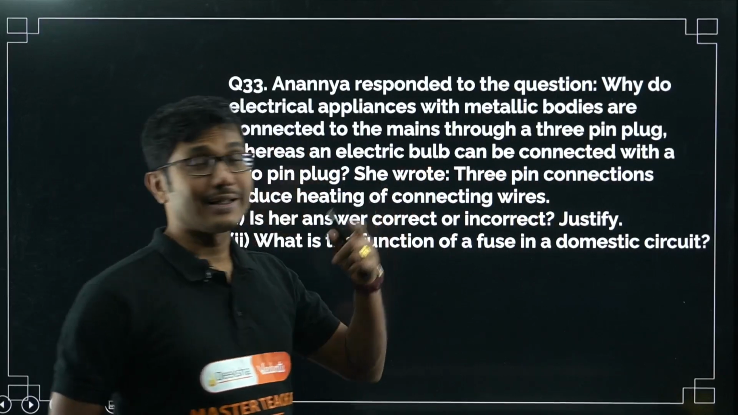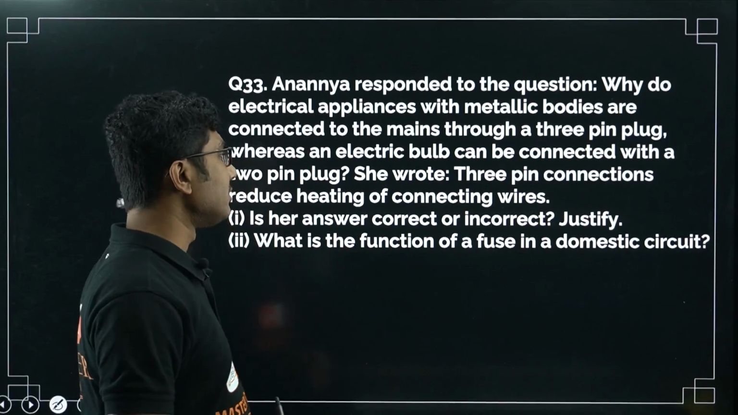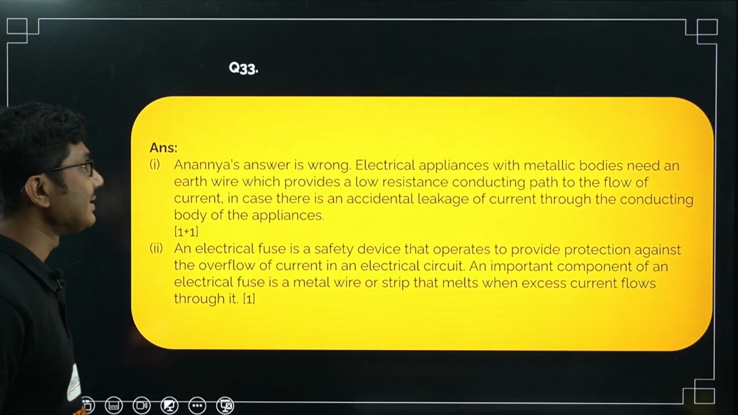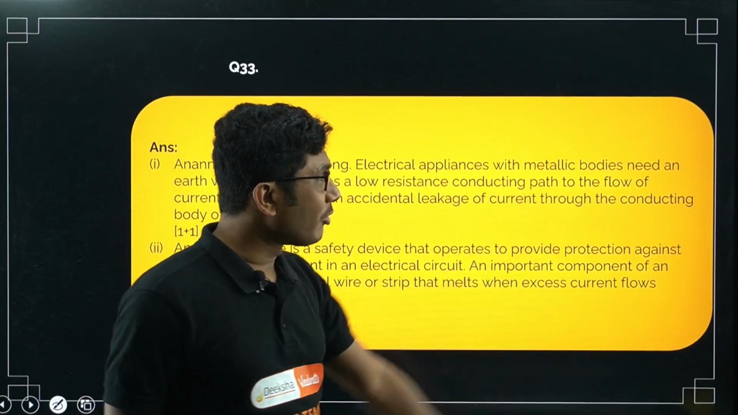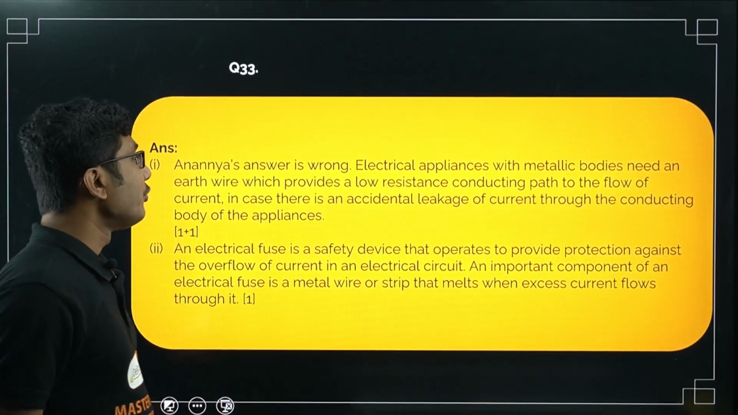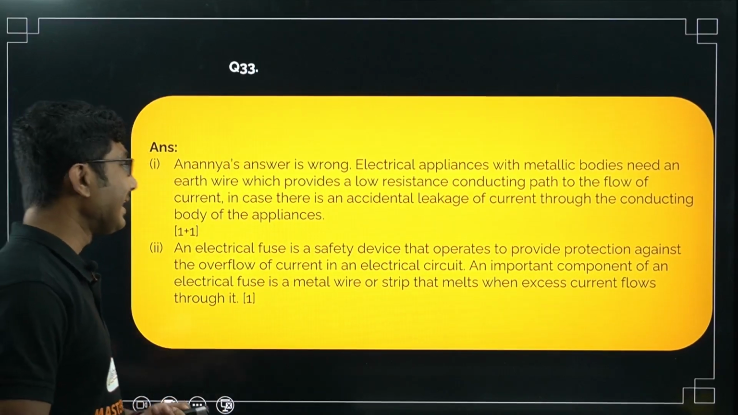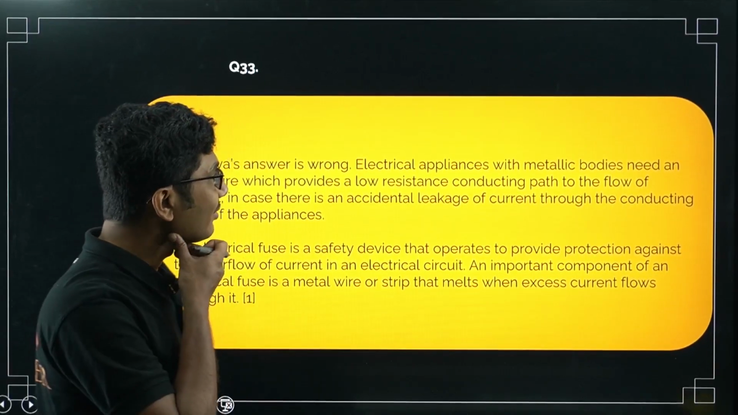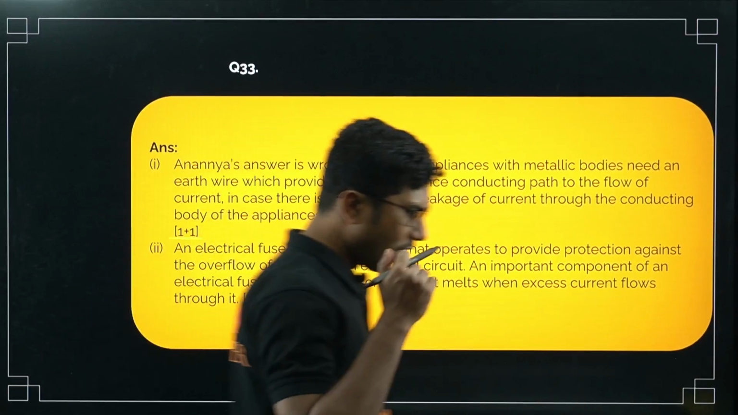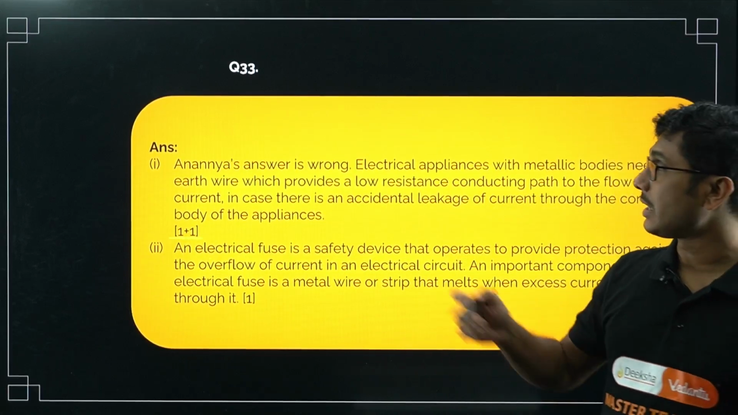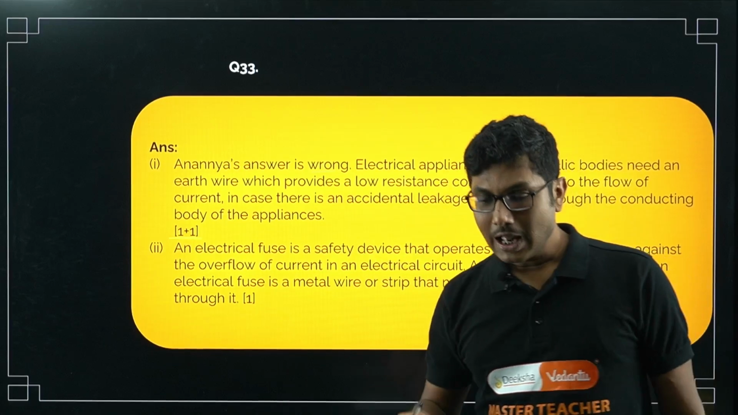So she said that 3-pin plugs actually reduce the heating in the wire. Actually it is not correct. Okay, what is the correct answer? Let's see. Ananya's answer is wrong. Electrical appliances with metallic bodies need an earth wire which provides a low resistance conducting path to the flow of current in case there is an accidental leakage of current through the conductor body of the appliances. Very important. So first you have to answer whether she was wrong or right.